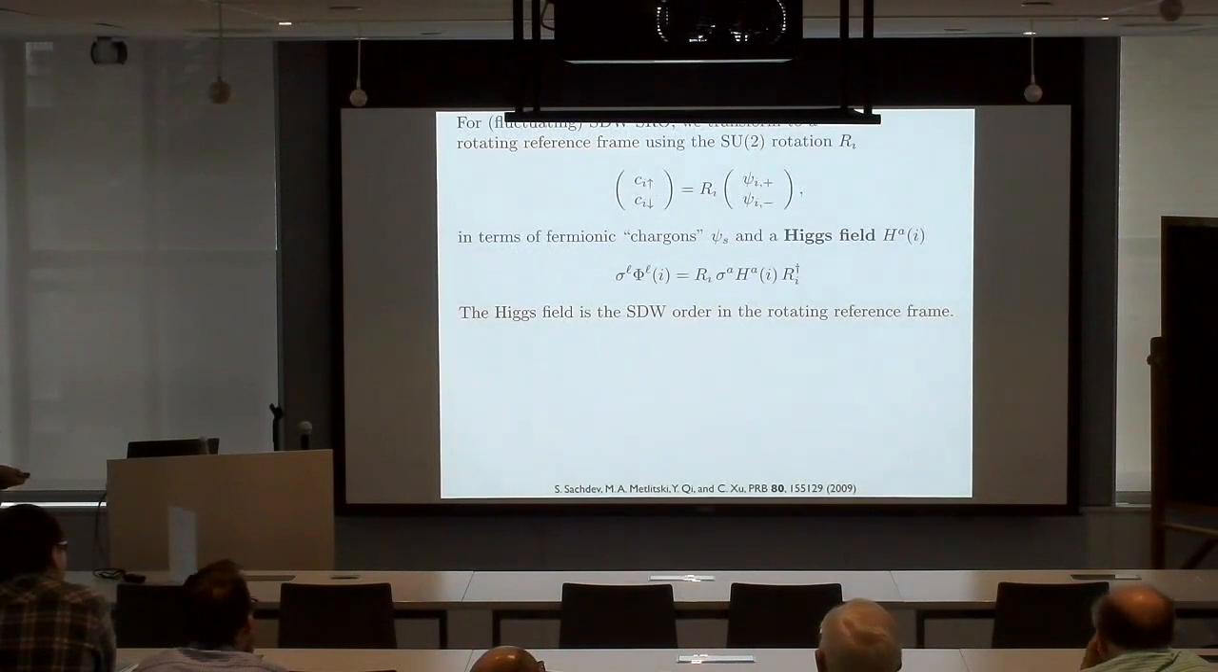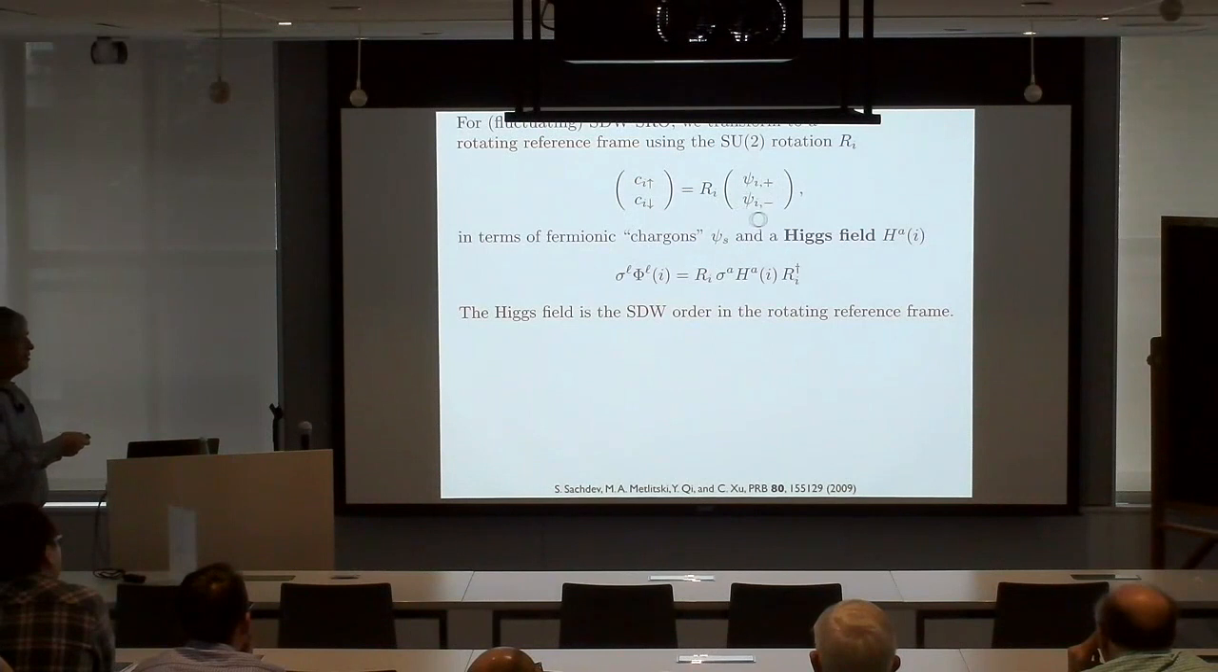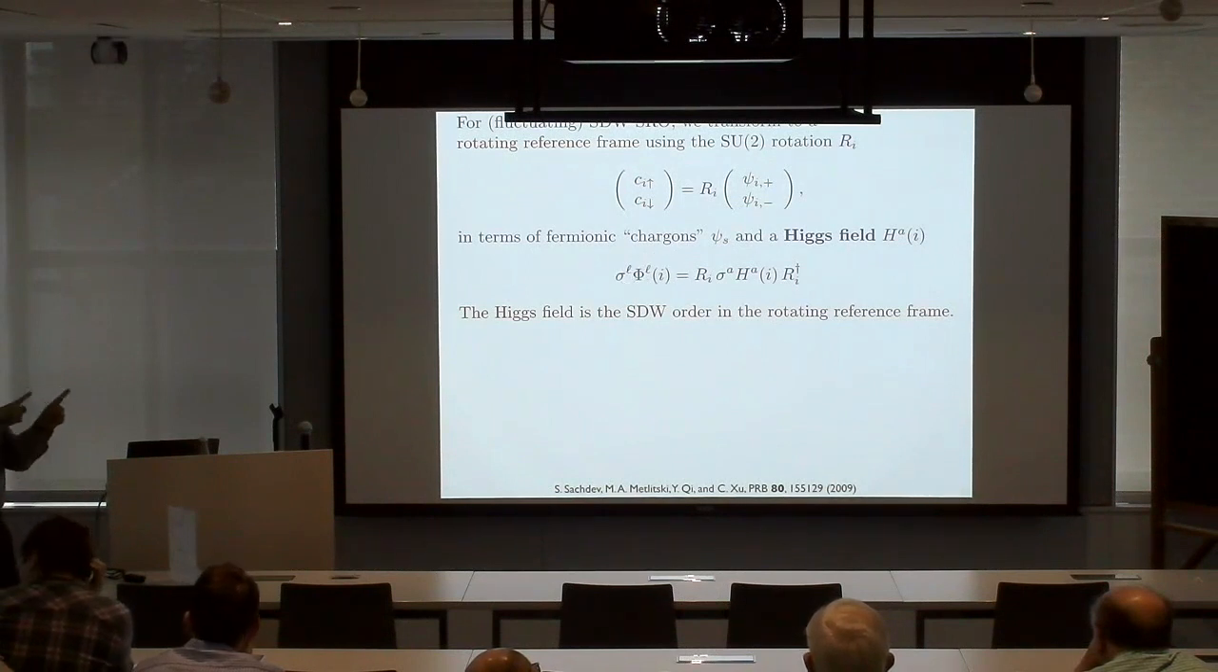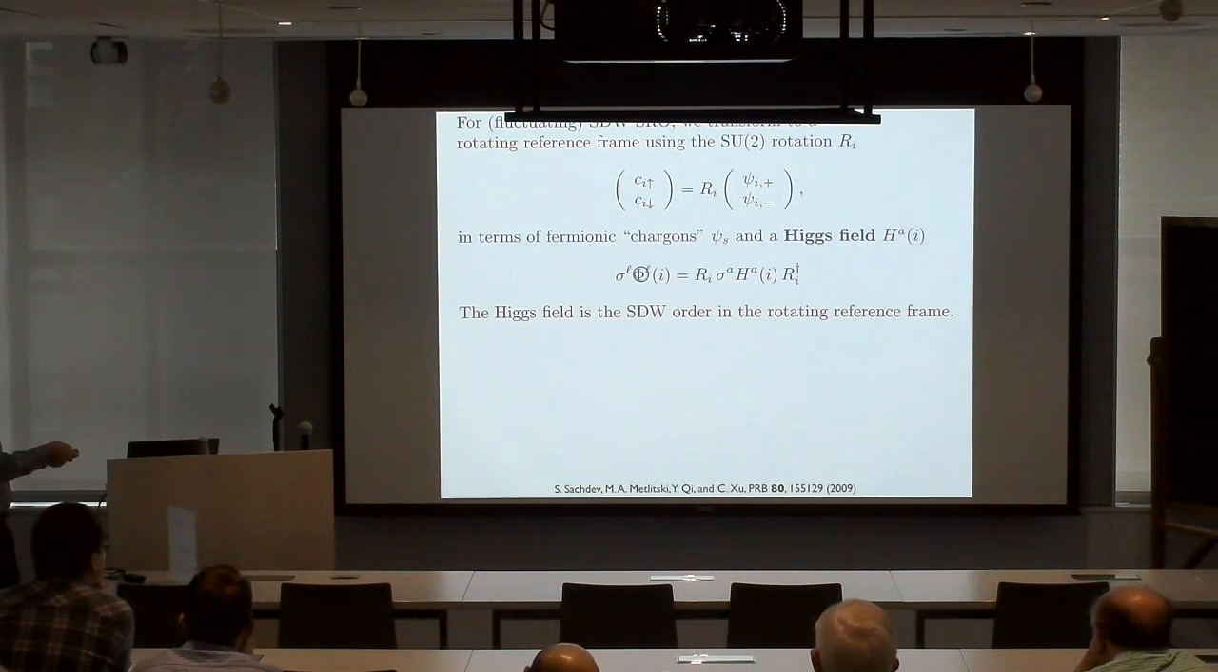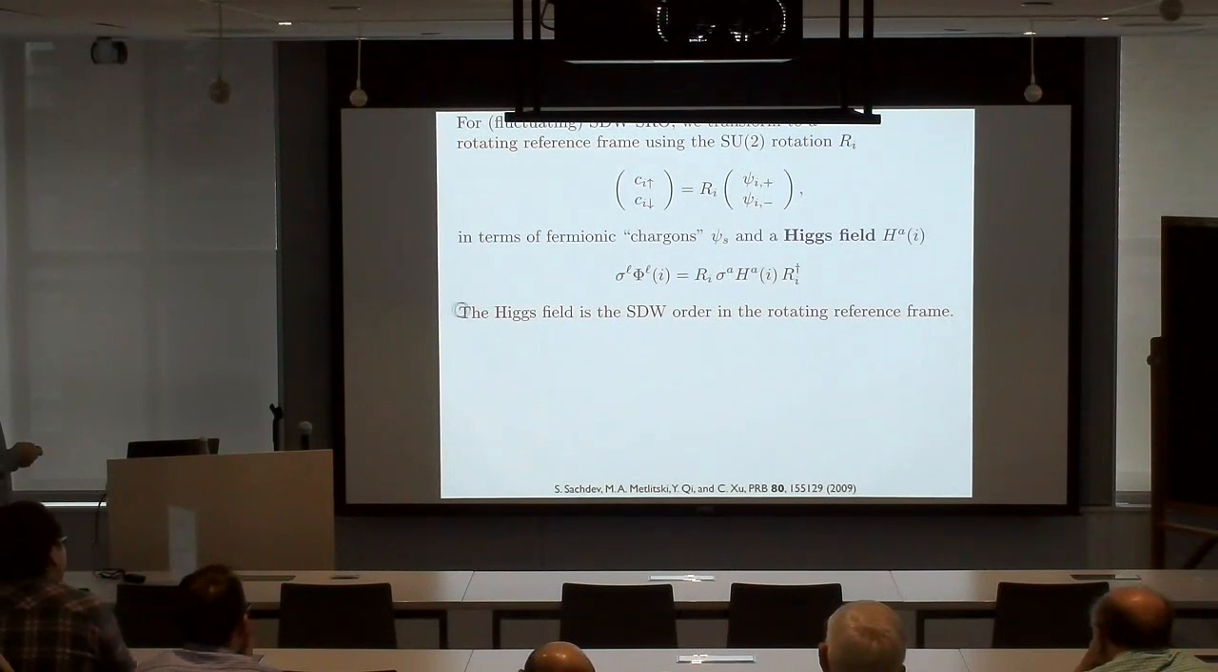One way to deal with that is by going to a rotating reference frame. Here's my original electron, and on each site I pick a rotating reference frame R_i. This is some SU(2) rotation, and these fermions, which I'll call chargons, are a new set of fermions, which are the electrons in the rotating reference frame. Now, when I do this transformation, I should also rotate the spin density wave order parameter. Imagine this locally well-defined spin density wave order parameter. I'm going to rotate it, and this rotated order parameter I'm going to call H, for Higgs field. This will turn out to be a Higgs field. Let's just keep this in mind, this is all you need to know: the Higgs field is the spin density wave order in the rotating reference frame.